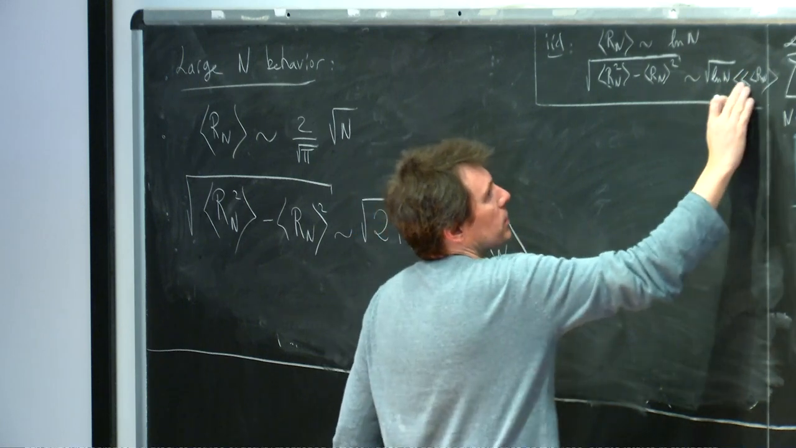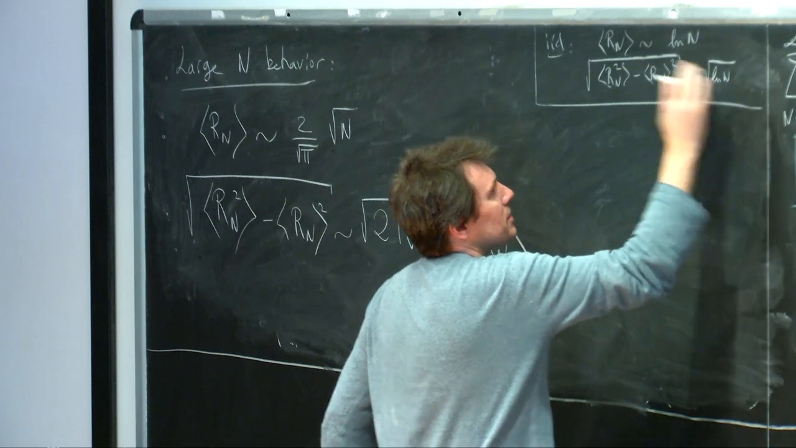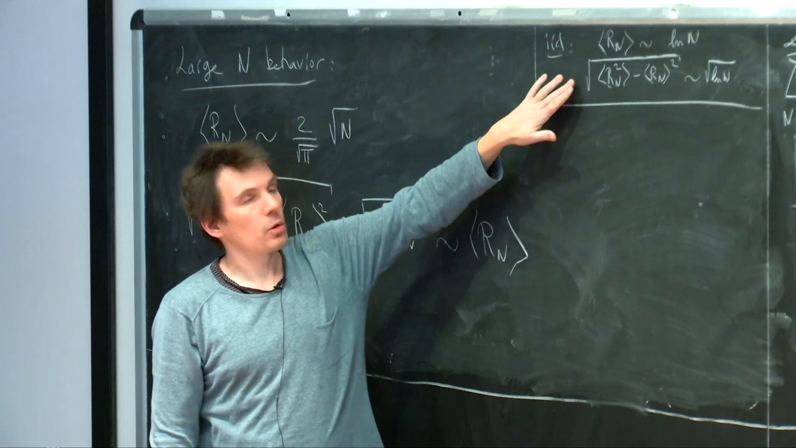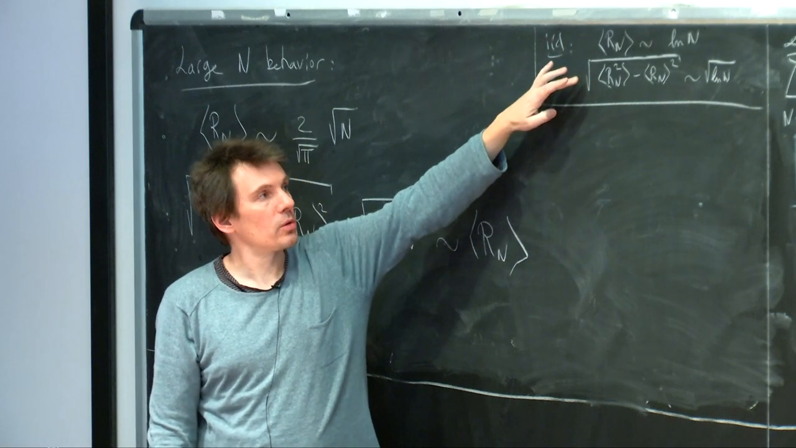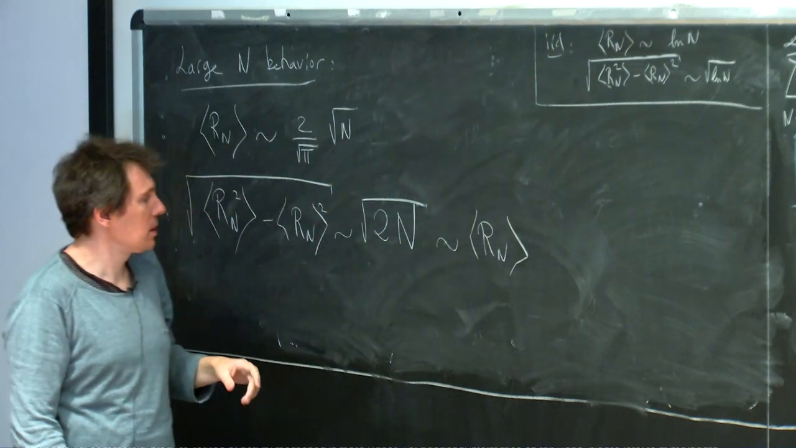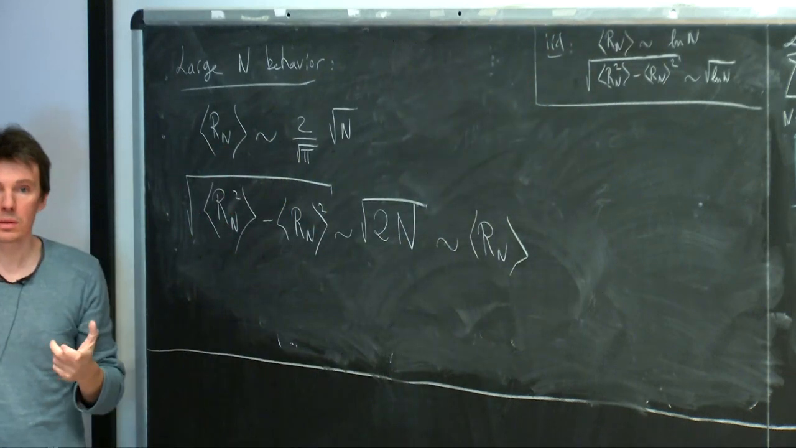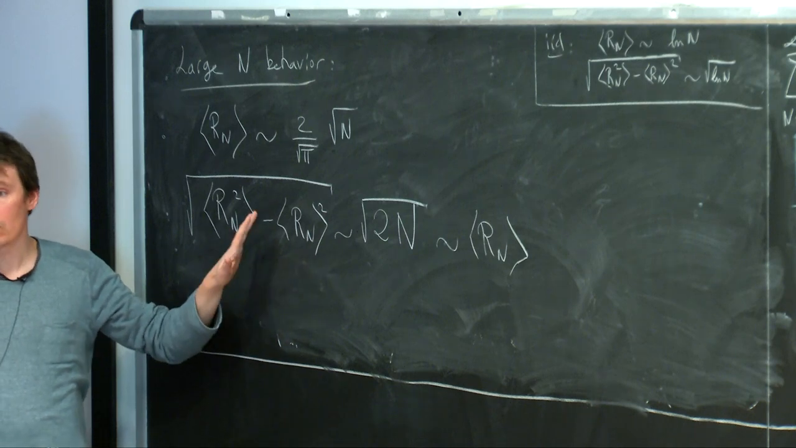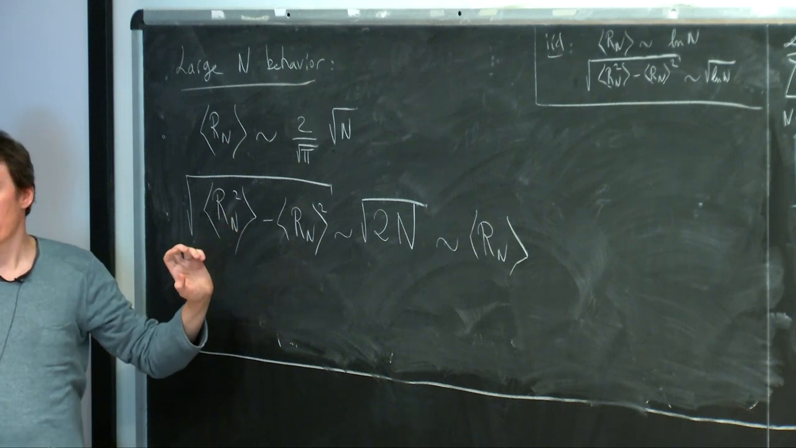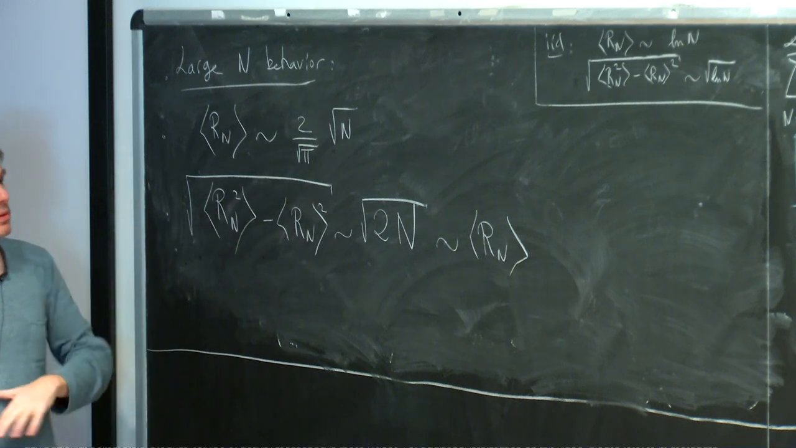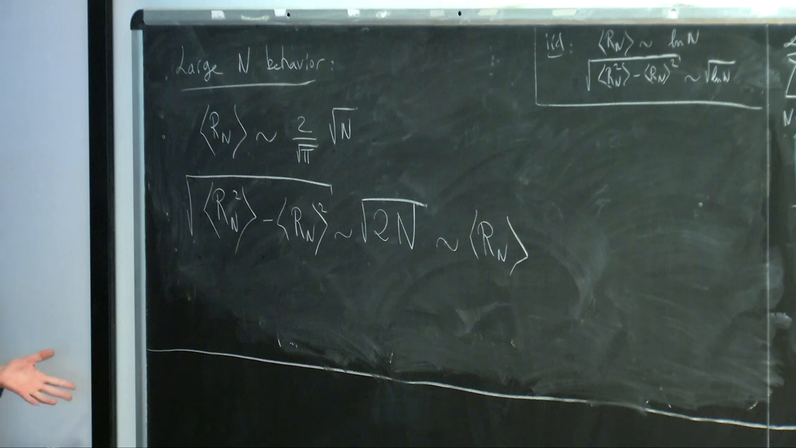What I wanted to point out here is that the relative fluctuations are square root of log n divided by log n, that means 1 over square root of log n. Here you see that the fluctuations are of the same order as the mean. That means that the fluctuations in the random walk case are much stronger. You break more records, but the fluctuations of this number of records are also much stronger.